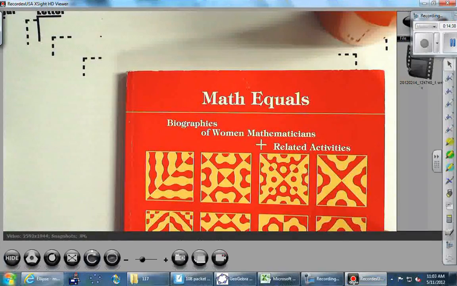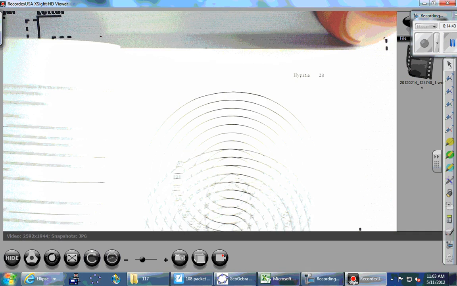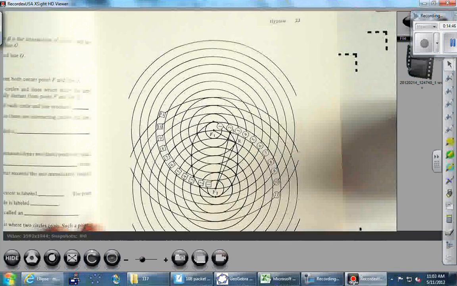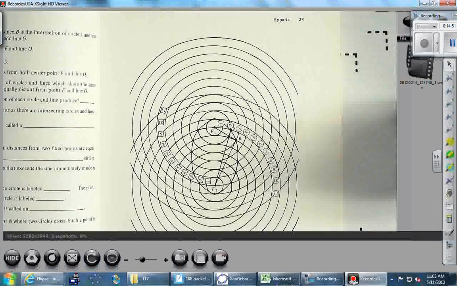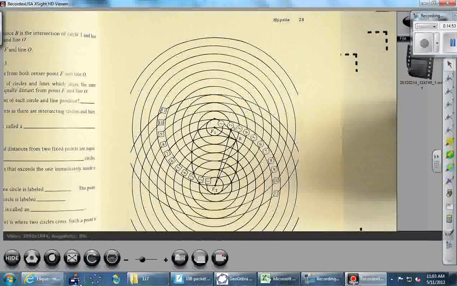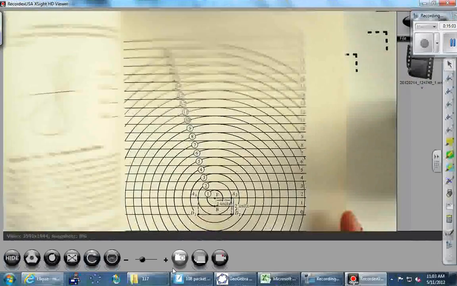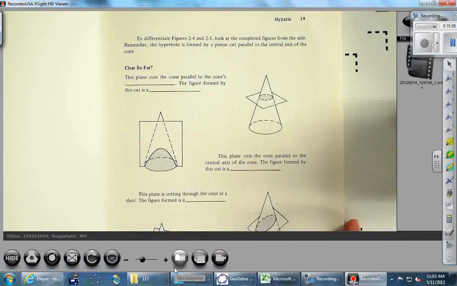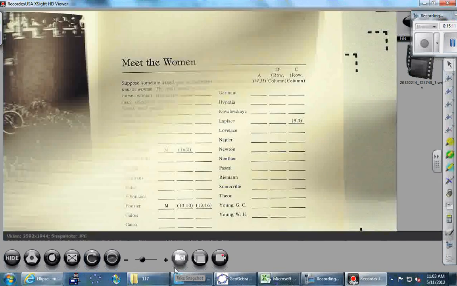So first the cover. This book is called Math Equals, Biographies of Women Mathematicians and Related Activities. We're going to jump ahead to page 23. And this section of the book is about the earliest known female mathematician. Her name was Hypatia. She was an ancient Greek. I don't remember her exact dates, like 200 AD. What is it? No, not that late. Really? Does it give, it must give her time, right?